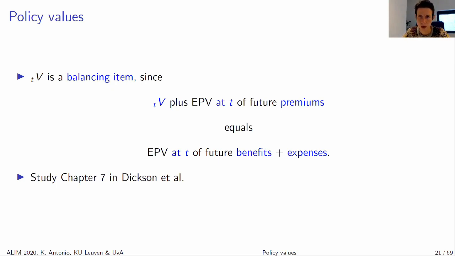This is covered in chapter 7 in the book by Dickson et al. I do know that in the DataCamp course, we don't discuss this. So if this is new to you, then you should really have a look at chapter 7 in the Dickson book. You've seen all the tools that you need to do the calculation. You know how to express a present value random variable, how to calculate its expected value and so on. But this idea of a policy value is just using these concepts in a slightly different way, namely as a balancing item to restore balance at a future time t. So we leave the time zero perspective and we put ourselves now at some time t during the contract or during the policy period.